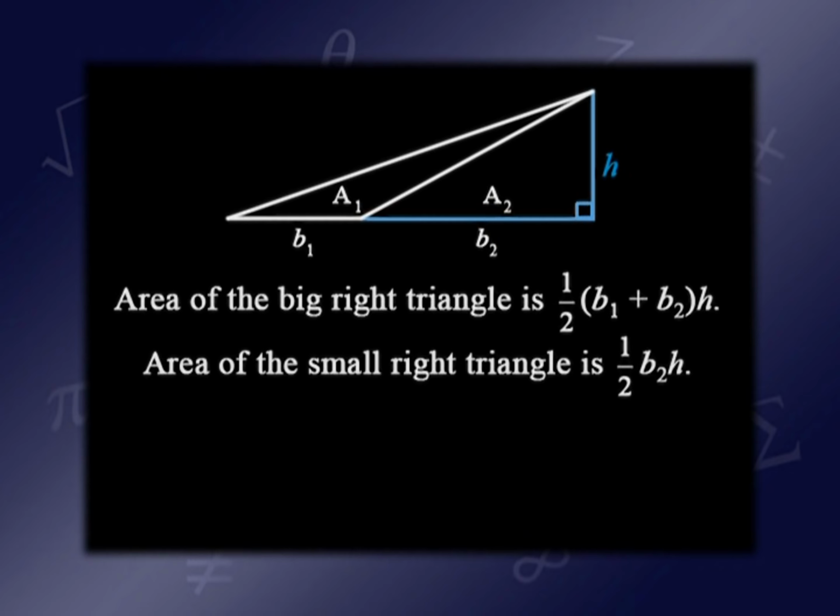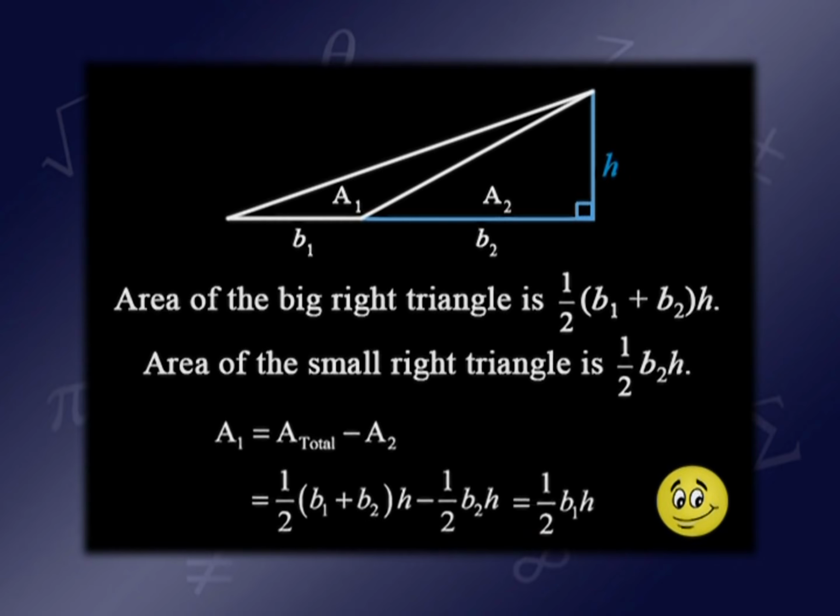Now the original triangle A1 is what you get when you take the big triangle minus the triangle with area A2. And therefore, we take the total area minus the area A2. That's equal to 1/2 b1 plus b2 times h minus 1/2 b2 times h. And algebraically, the 1/2 b2 times h's cancel, and we're left with 1/2 b1h.